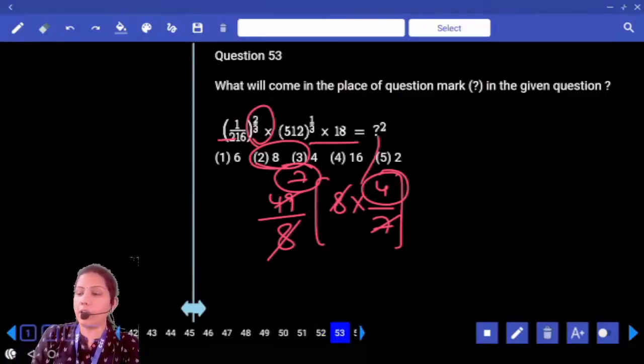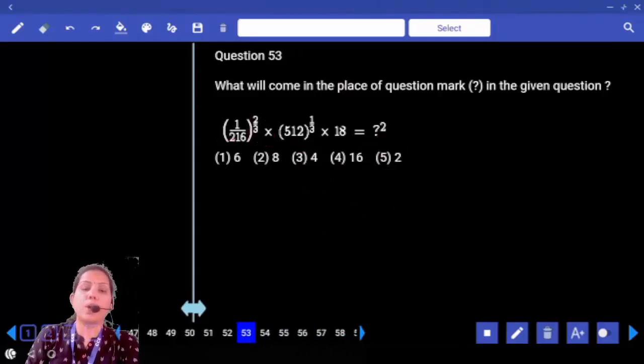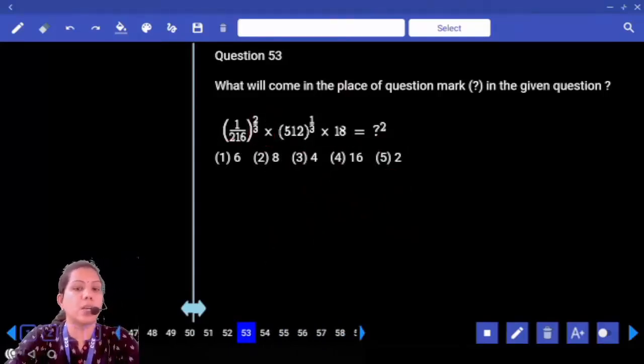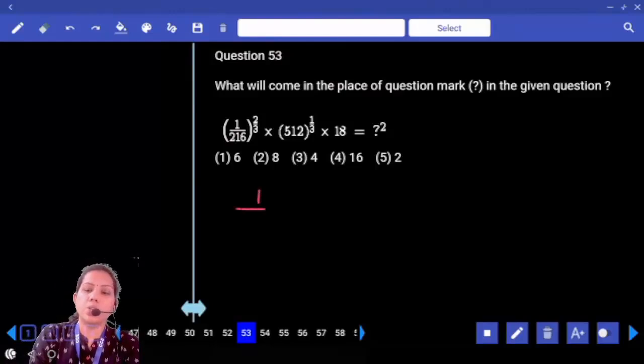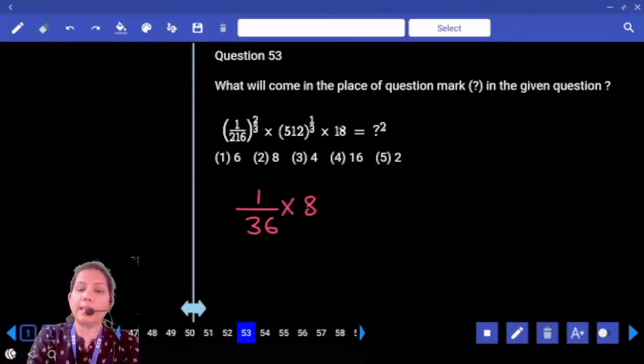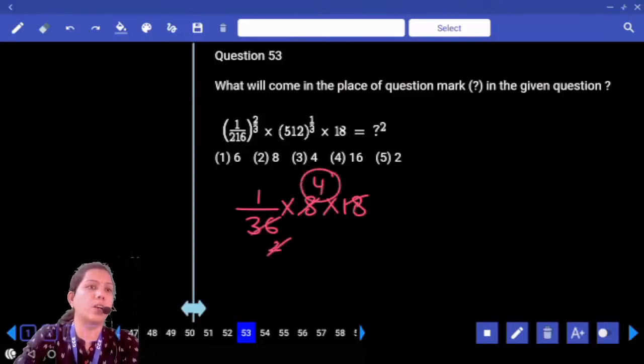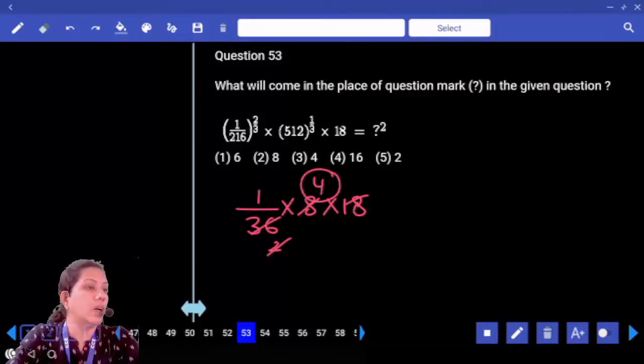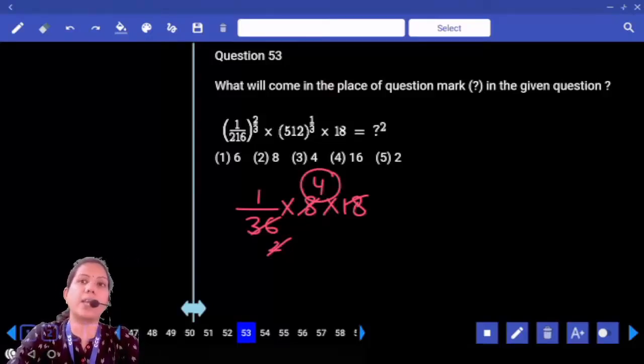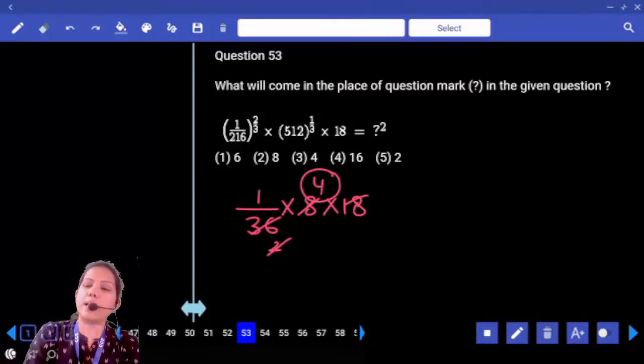Next, question number 53. What is the cube root of 216? What is 6 square? So the answer is 1 by 36. What is the cube root of 512? 8 into 18, exactly, 2 times 2, exactly 4. So the answer is 4 or not? Your question is, the square of question mark equals 4. Then what is the question mark value? 4 or 16 or 2? 2. 2 is the answer, fifth option.